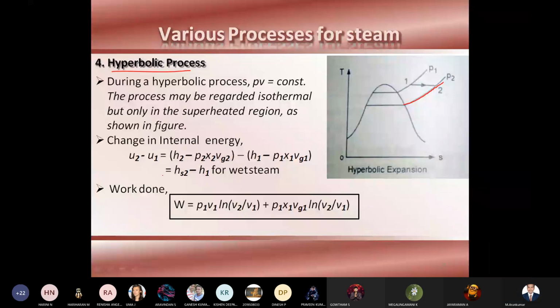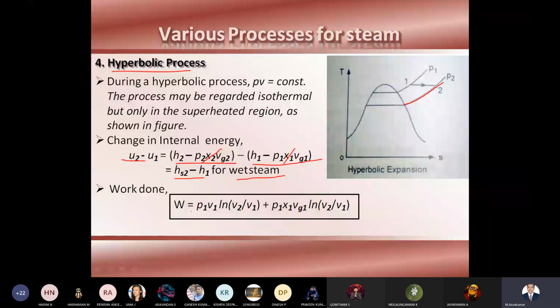A change in internal energy can be calculated in this region by U2 minus U1, that is your H2 minus x2 into P2 V2, again H1 minus x1 into P1 V1, right? So that can be reduced, so we can cancel. For wet steam there are no other values, so these values can be omitted. Actually this is for saturated steam, then this equation for wet steam.